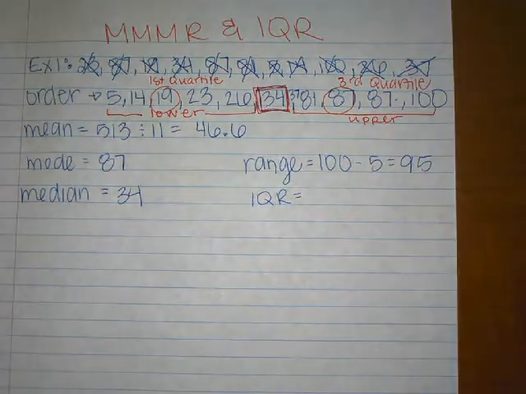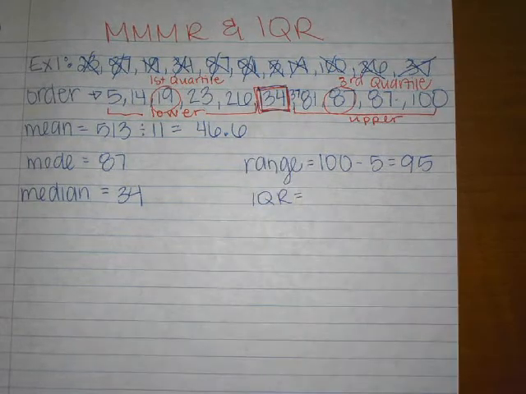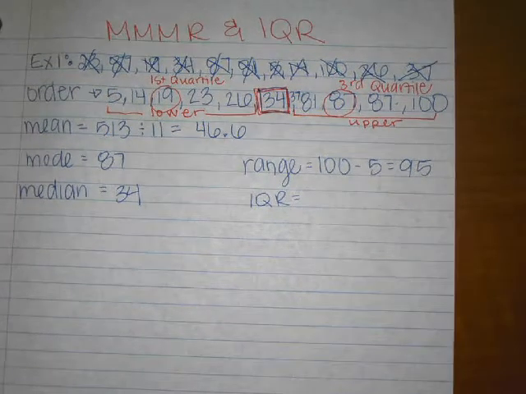Any questions on how to find the first quartile or the third quartile? Yes? Why would it be the third quartile if it's only two? Because the median is the second. Oh. Good question. Other questions?